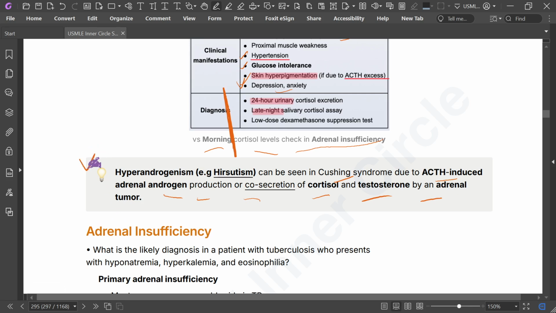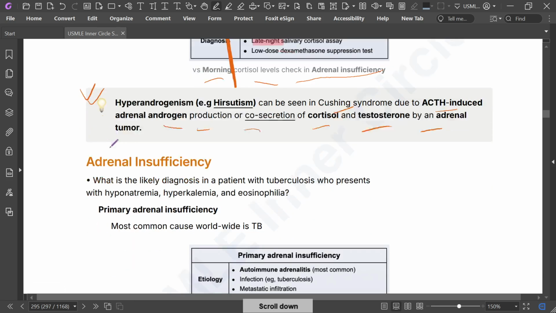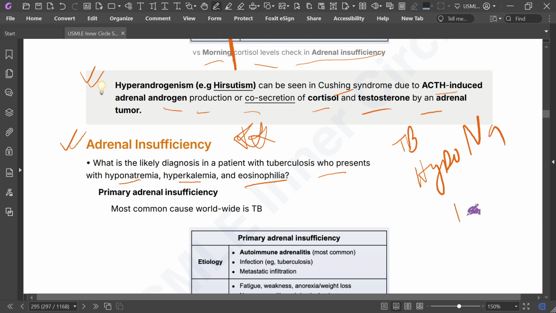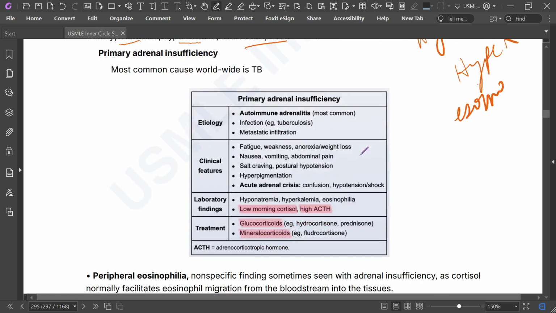So, hyperandrogenism, adrenal insufficiency. Adrenal insufficiency is a very important topic where you have to be a master. What is the likely diagnosis in a TB patient who presents with hyponatremia, hyperkalemia, and eosinophilia? It is primary adrenal insufficiency. Autoimmune adrenalitis is the number one cause.